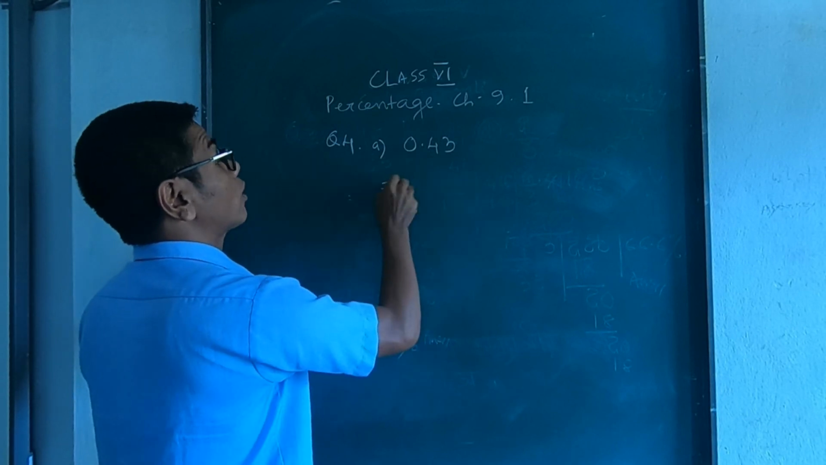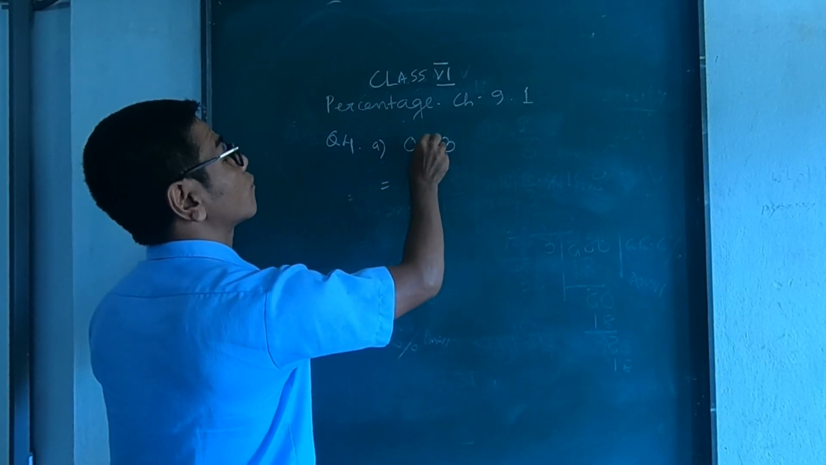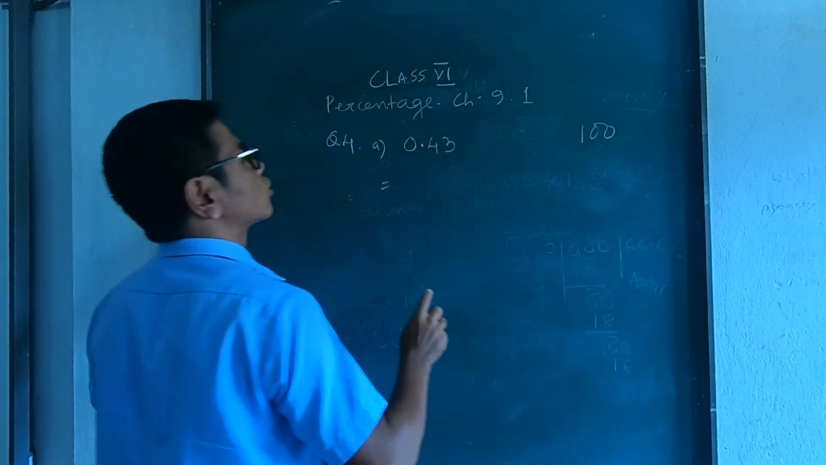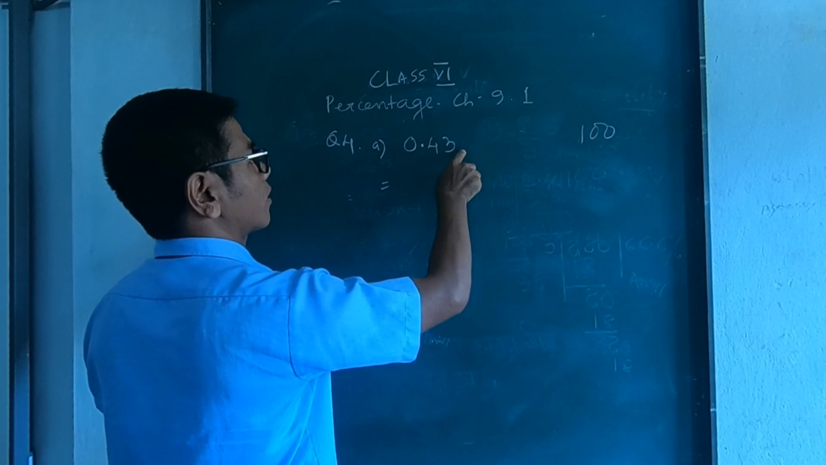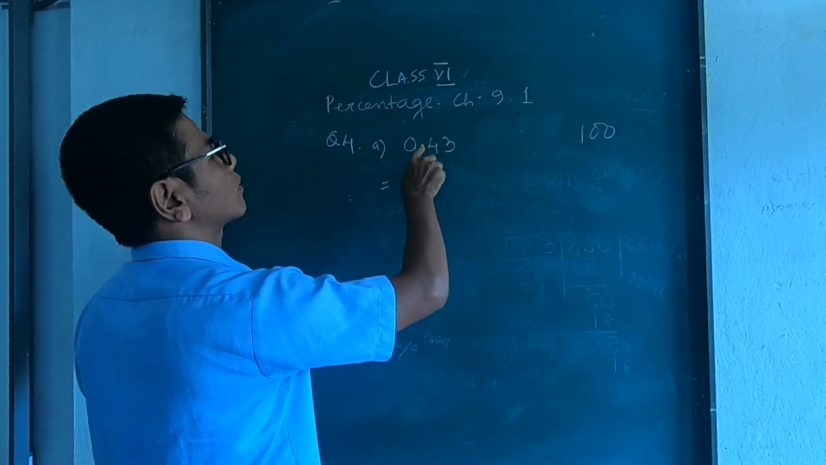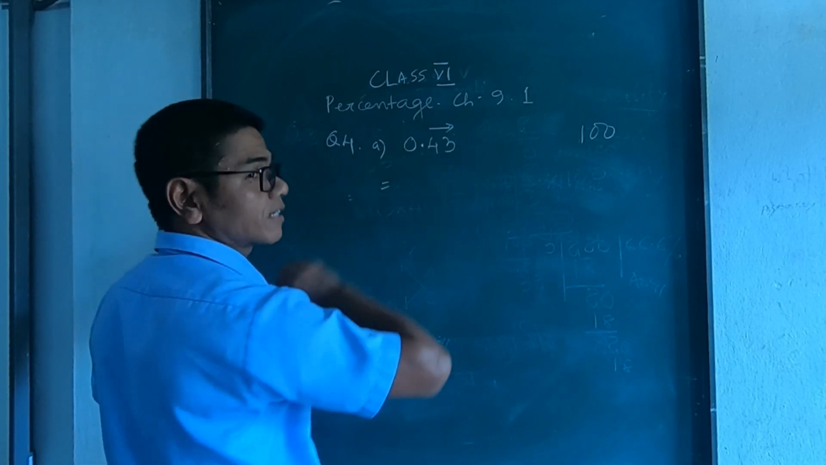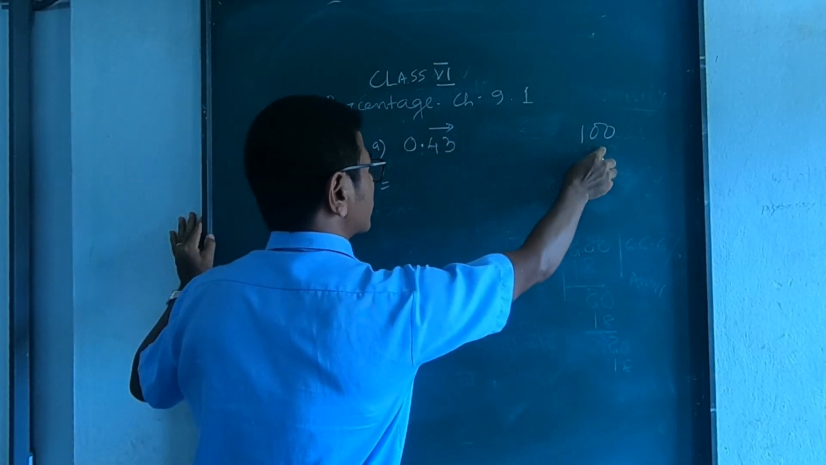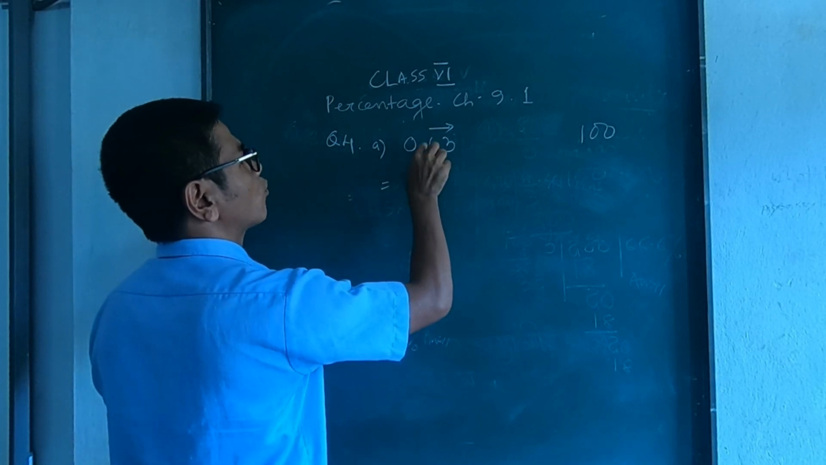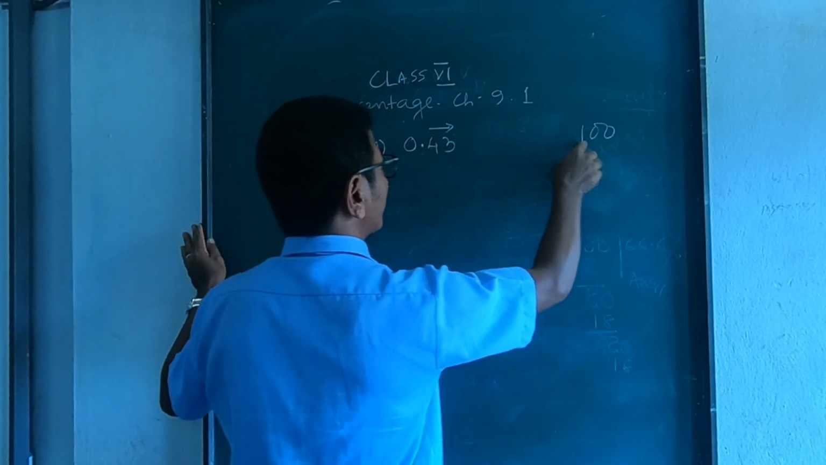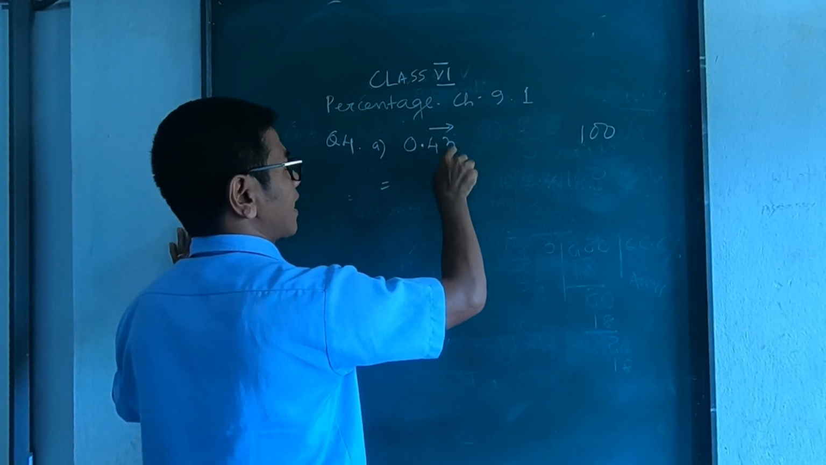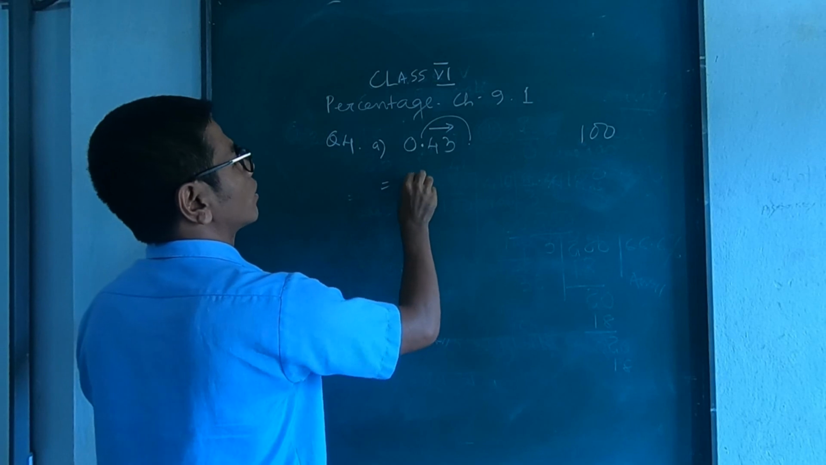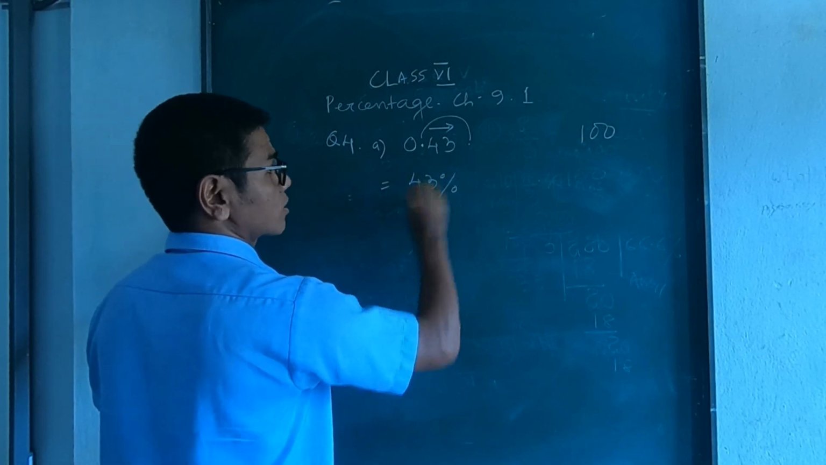This time, when you have to find a percentage, because you need 100, you move from the decimal towards the right. You need 100 because 100 is percentage. So when we move 2 steps, the decimal from here will come here. In that case, we write 43%.